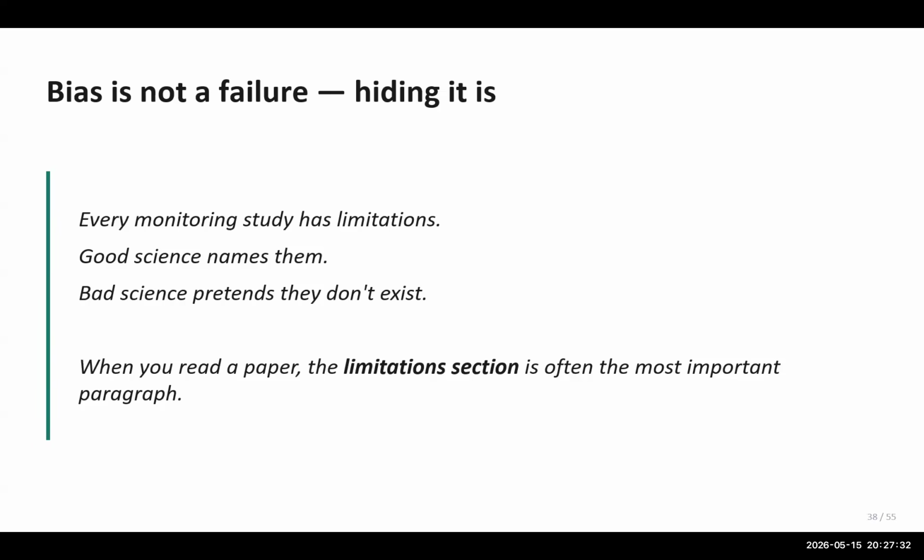Every monitoring study has limitations, but good researchers will name these limitations. Bad science will pretend they don't exist, but a good scientist will inform. We get those results, but the limitations of these studies are these: 1, 2, 3, 4. That is the good way to inform science.